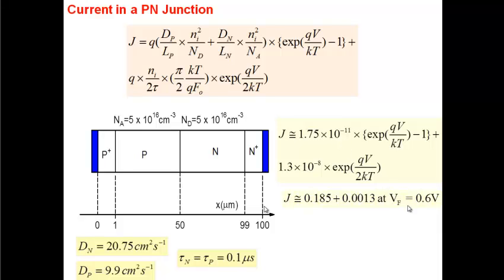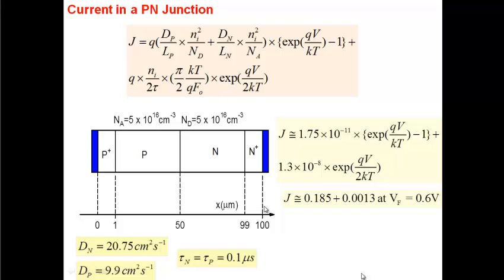If I apply 0.6 volt to my device, the first component is 0.185. The second one is 0.0013. So obviously now it's significantly smaller than this one. I can forget about the recombination component. And I can say, well, my current is simply Q Dp ni square exponent QV by KT. So when I'm at 0.6 volt, 0.65 volt, reasonably high currents, I can forget about the recombination component.